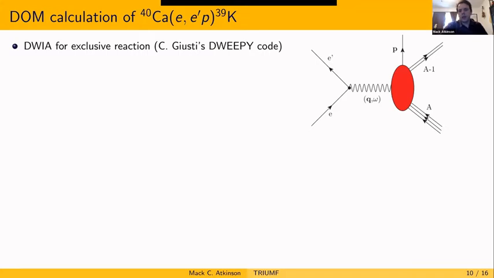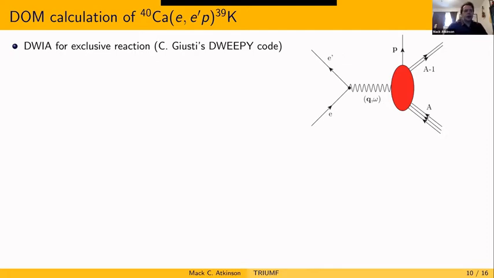So that's shown diagrammatically here on the right of the slide, where an electron comes in, strong enough to interact with the nucleus and actually eject a proton from the nucleus, and then there's the resulting A-1 nucleus, and the outgoing electron has a different momentum now.